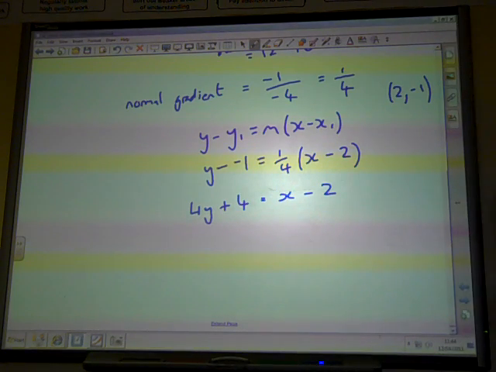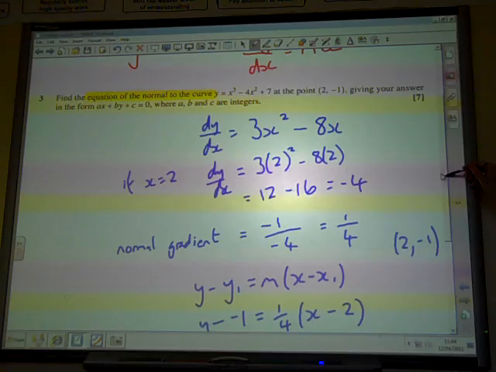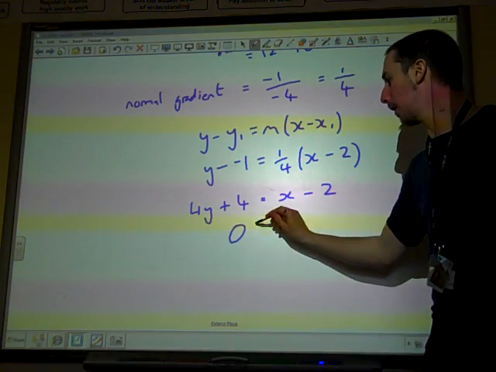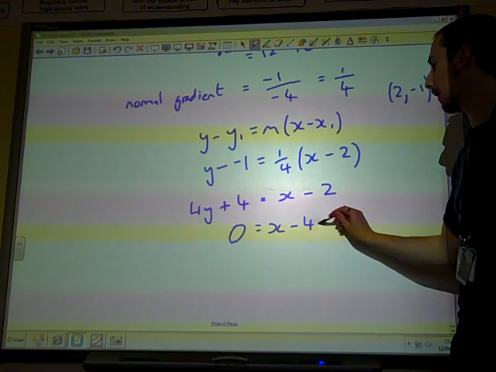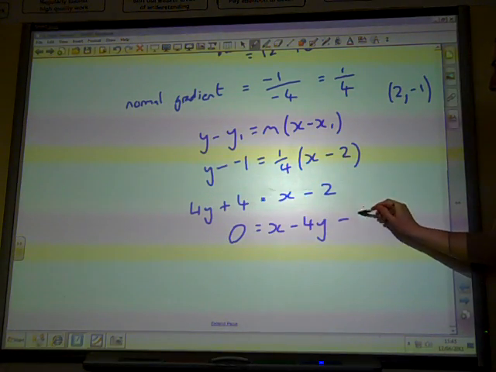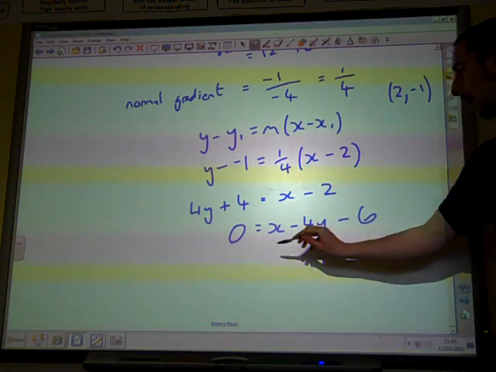Is x minus 2. And how did it want it? Ax plus by plus c equals 0. So let's take everything over to this side. 0 is x minus 4y. I've got minus 2, take away another 4, gives us minus 6. And I think we're happy with that.